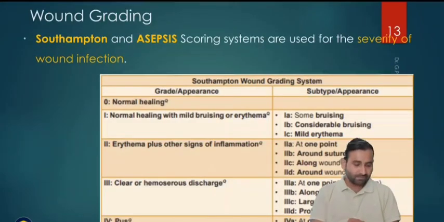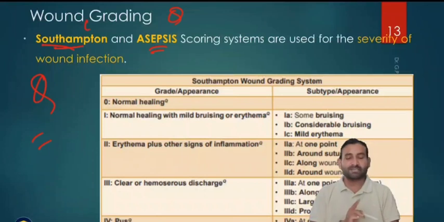And at last we have some wound grading systems, right? So this can be asked in the exam. Wound grading systems means, like you can see, we use the Southampton system and the asepsis system. They will ask you in the exam which of the following systems is used for wound grading, and they will give you the options, Southampton or asepsis or some other systems. You have to choose one. So the Southampton system and asepsis system we use for wound grading, right? They help us to see the severity of the wound.